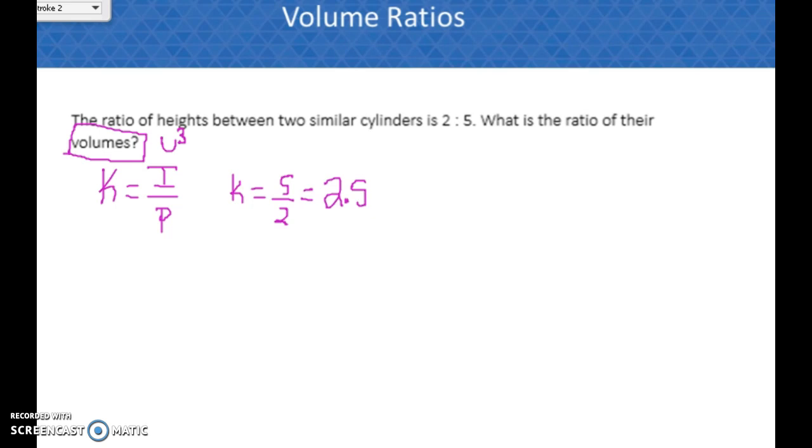We can take our scale factor of 2.5 and we can cube it, and that'll tell us how much bigger those volumes are going to become. So if we do 2.5 cubed, we get 15.625. That means that the ratio of the new volumes would equal 15.625. In other words, my second volume would be 15.625 times bigger than my first volume.